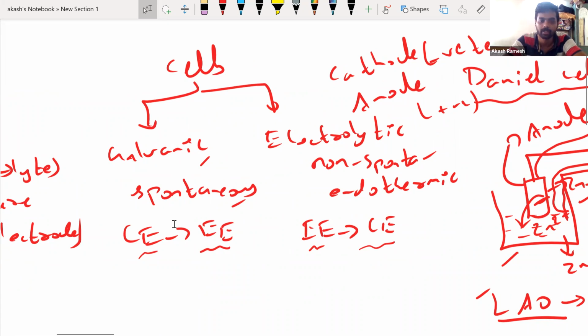And then in the electrolytic process, I'm going to take a non-spontaneous chemical reaction, and obviously it is going to be endothermic. So I convert electrical energy into chemical energy. Basically, I have to supply energy for these reactions to happen. Right, I have to supply energy for these reactions to happen. So obviously that energy supplied will be in terms of electrical energy. You supply electricity and the reaction will happen, something like that.